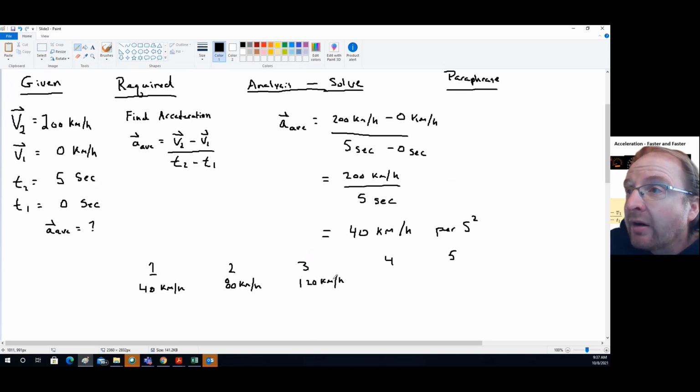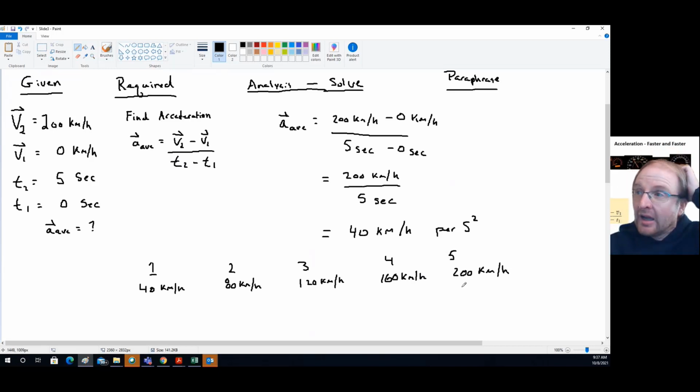But let's just finish the pattern off. Add another 40 kilometers an hour, so it gets faster again. 160 kilometers per hour. Add another 40. Okay, here we go. We got our 200 kilometers per hour right there. And that's why we say per second squared. It's getting faster and faster and faster.